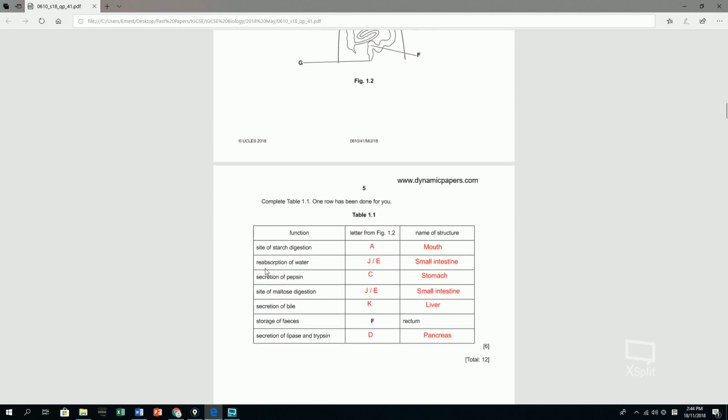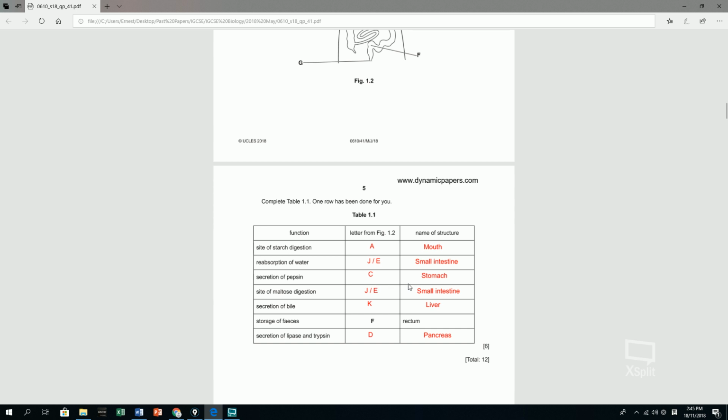So you are required to fill in this table here. The site of starch digestion would be in the mouth because amylase is contained in the saliva, which breaks down starch. Reabsorption of water happens mainly in the small intestine, which is J and E for ileum and duodenum. We've got secretion of pepsin happening in the stomach, and that's structure C.